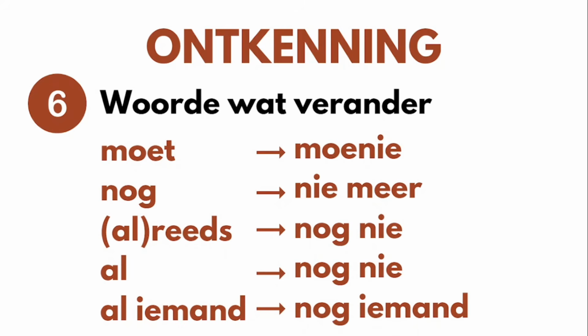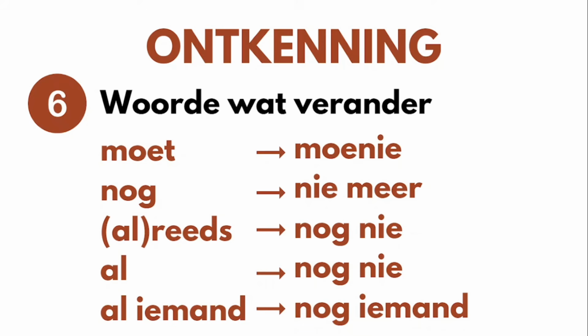Other words: moet becomes moenie, so we've done this one already. Nog, I think, is the one that they use to catch a lot of students because it's just so hidden, you know, you don't think that that one also changes. So nog becomes nie meer, and then later nie. And then alreeds, or reeds, that's why it's in brackets. So it could be reeds, or it could be alreeds, one word, is going to become nog nie.